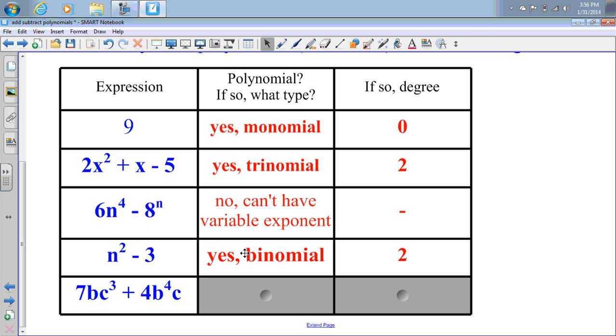7bc cubed plus 4b to the 4th c. Yes, two terms, binomial. Highest degree, 5. Don't ask me why. I would have said 4. Oh, I know why. Because 4 plus 1 is 5. Let's review the exponents.